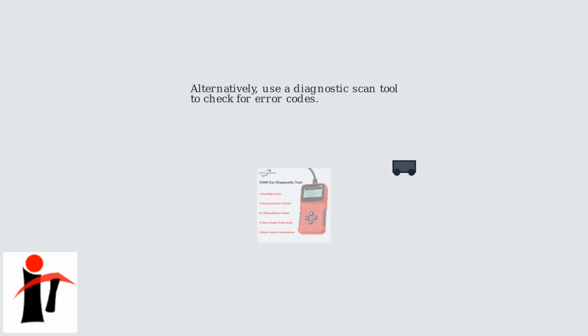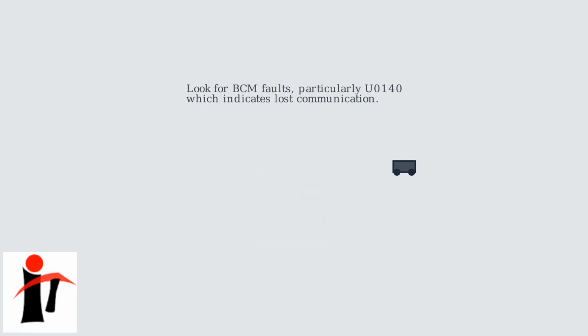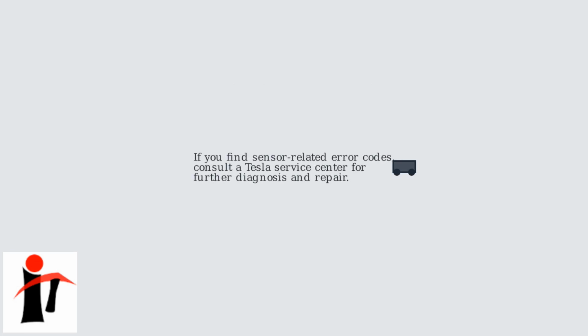A professional scan tool like the V309 can read codes from the vehicle's computer systems. Connect it to the OBD2 port under the dashboard to access diagnostic trouble codes. The Body Control Module, or BCM, manages many vehicle functions, including the reverse lights. Error code U0140 specifically means there's a communication problem within the vehicle's network. If the diagnostic check reveals sensor-related codes or BCM faults, it's best to consult a Tesla service center. They have the specialized tools and expertise to properly diagnose and repair these complex electronic systems.